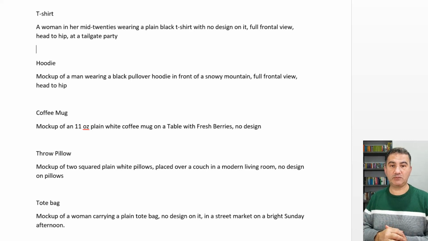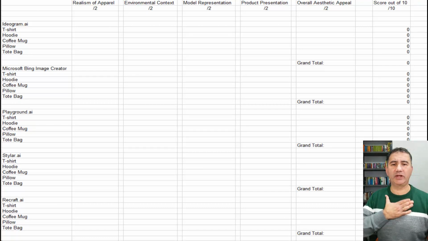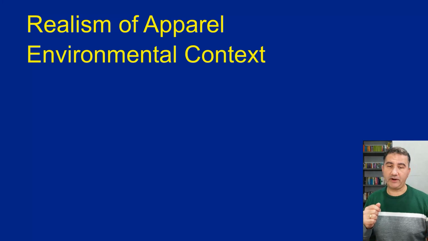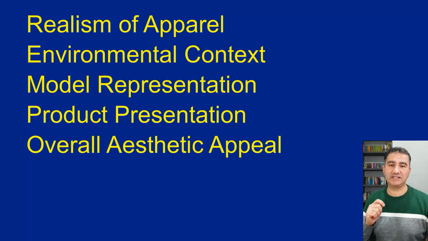So now before we head over to the image platforms in order to see the results generated from these prompts, let me just quickly show you the criteria by which I am going to be gauging the results from each of the image prompts for today's test. Again, this is totally created by myself. This is based on what I would be looking for when I'm creating a mock-up for my designs to be showcased on social media. So basically, I divided into 5 categories, each category getting a possible mark out of 2 for a total of 10. So we've got realism of apparel, environmental context, model representation, product presentation, and then the overall aesthetic appeal.